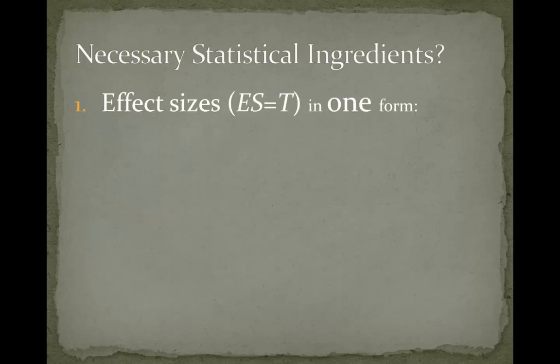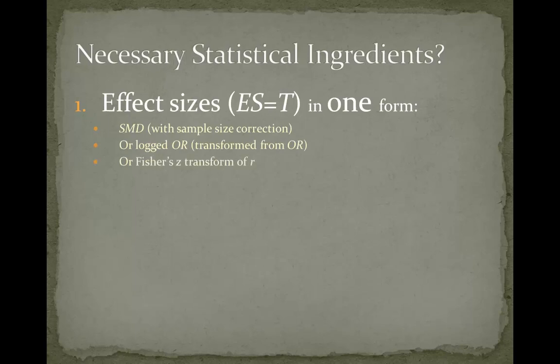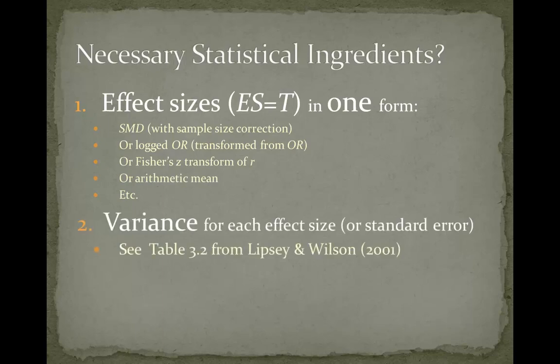You want effect sizes, and here I'm defining effect size as a T, a common way of thinking about it. So you define them in one form, not mixing with others: the standardized mean difference, a log odds ratio, Fisher's z-transform of r, or arithmetic means, etc. You can do a lot of different things with effect sizes. Put them in one form. And then you're going to have a variance calculated for each effect size.